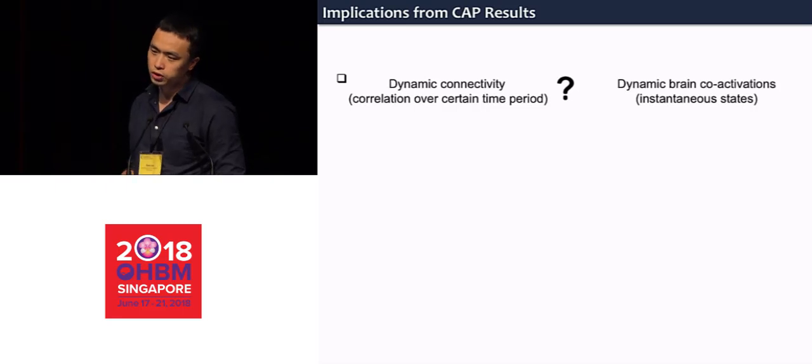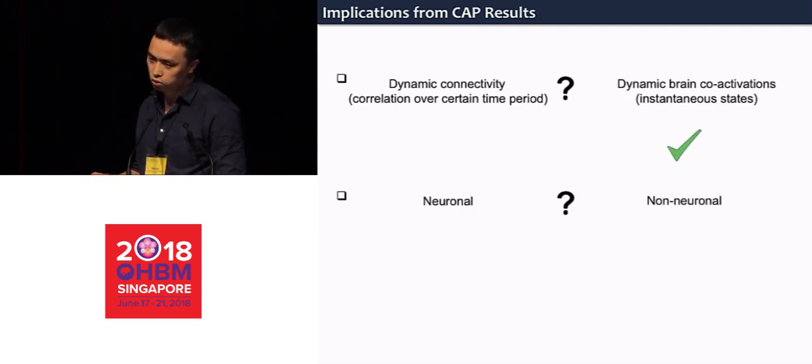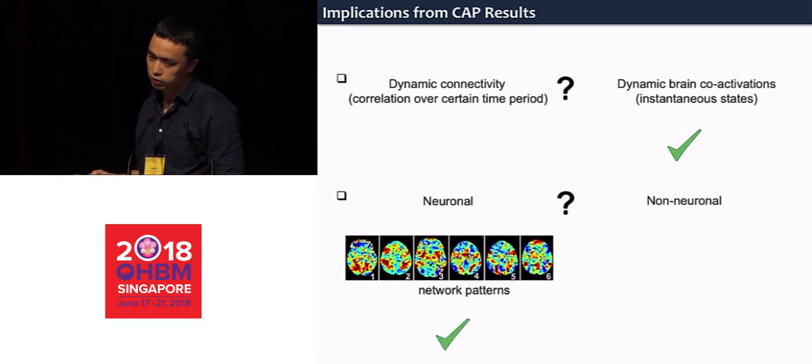So what can we learn from these CAP results? First, instead of dynamic connectivity, I think what we are seeing actually comes from dynamic brain co-activation patterns. So to understand dynamic connectivity, we need to understand those co-activations. The second point is whether it's neuronal or non-neuronal. Just based on the patterns, they definitely show very clear network patterns, and some of them even show dynamics in the nucleus. So based on this observation, we tend to believe it's more neuronal.